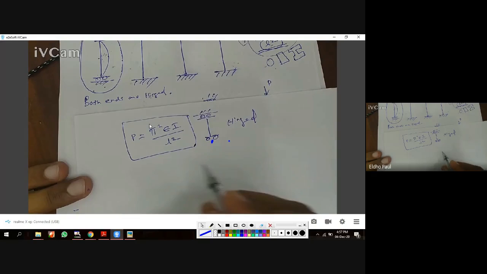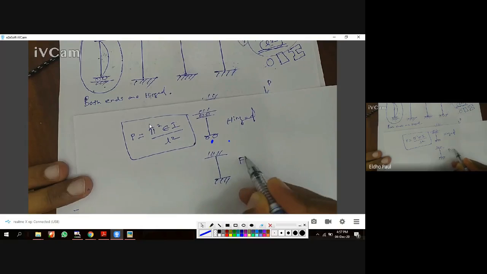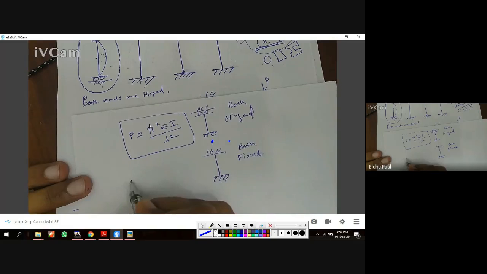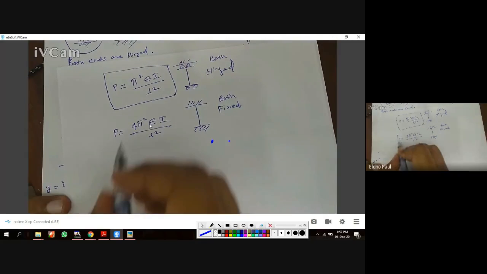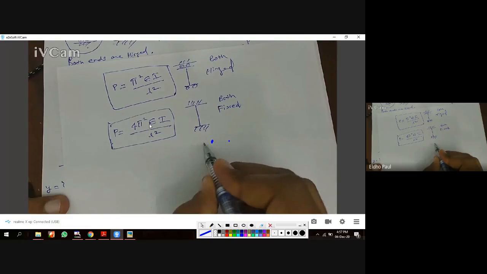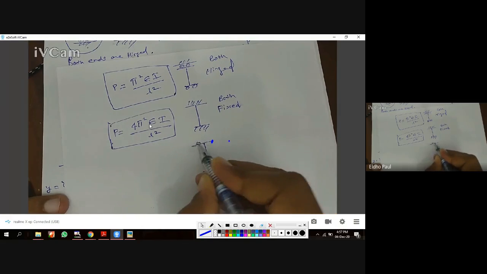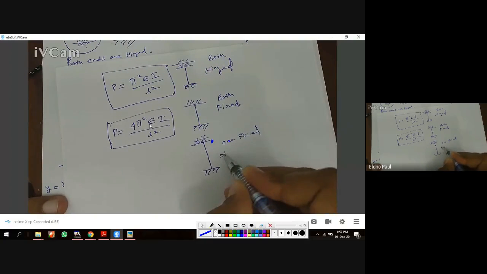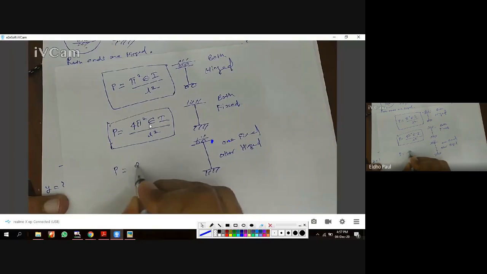Here both ends are hinged. Here both ends are fixed. Then P is equal to 4 pi square EI by L square. When one end is fixed and the other end is hinged, then P is equal to 2 pi square EI by L square.